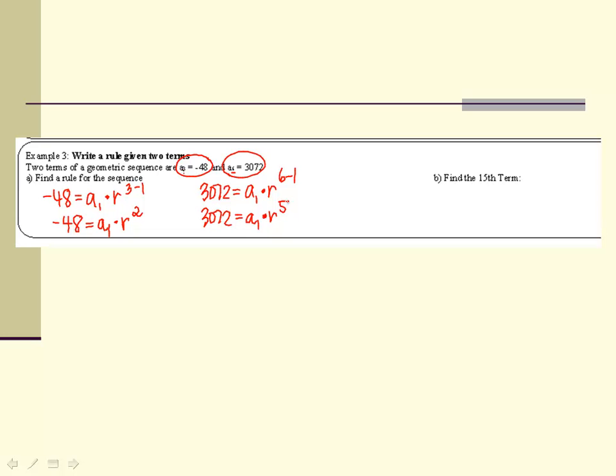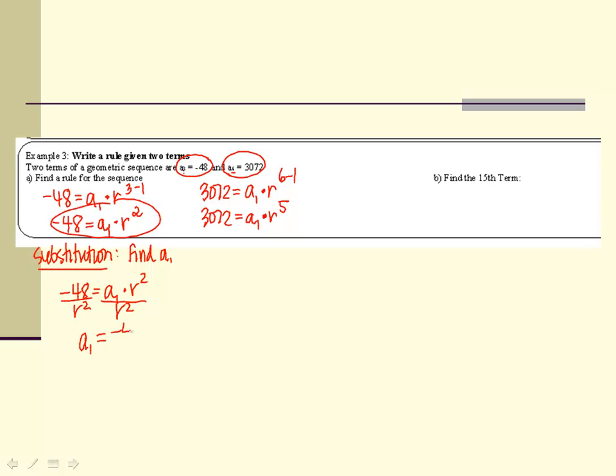Yesterday we did this idea of elimination in order to find those missing pieces. Because we have multiplication, we can't use elimination. So we're going to use substitution. What I'm going to do is start with the lowest exponent and use substitution. So I'm going to take this equation and I'm going to find a sub 1, the first term. Here's how it works. I have negative 48 equals a sub 1 times r squared. If I want a sub 1 by itself, I divide by r squared. So a sub 1 is negative 48 over r squared.